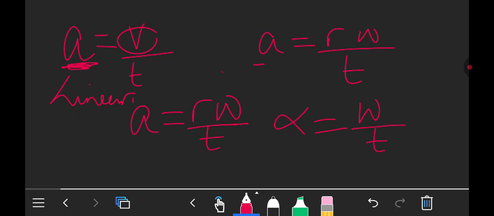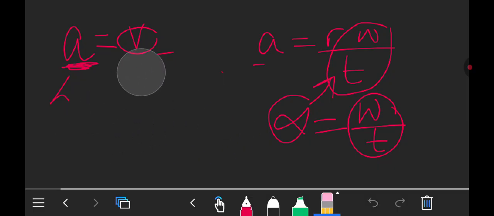So I can simply substitute that angular velocity over time. I can substitute this for angular acceleration. Okay, I can substitute it there. So hope we are following. So this is what I have.